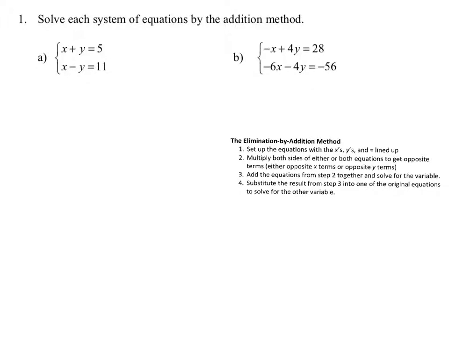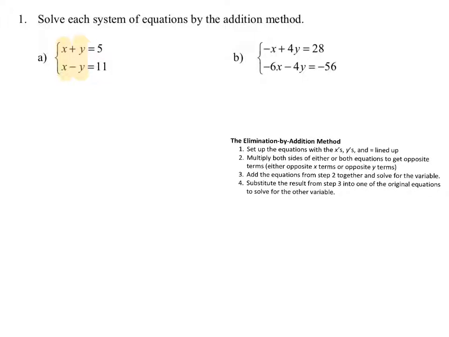For our first example, we see our system of equations, x plus y equals 5 and x minus y is equal to 11. Now, lucky for us, the first step is already done for us. The first step is to set up the equations with the x's, the y's, and the equal signs all lined up. So notice we have the x's all lined up in the same column, the y's and the equal signs are all lined up. The second step is already done for us as well because we have opposite terms.